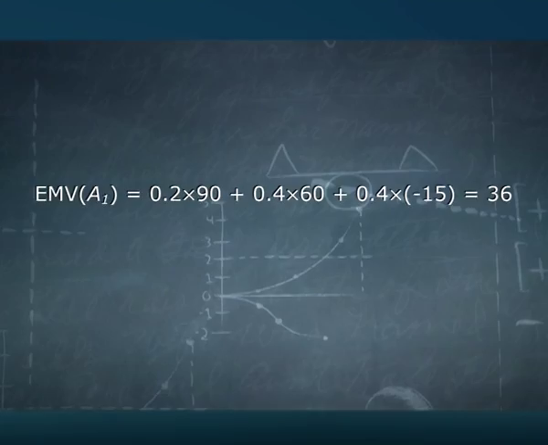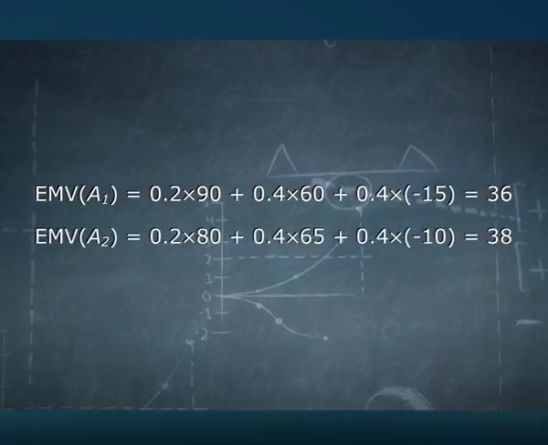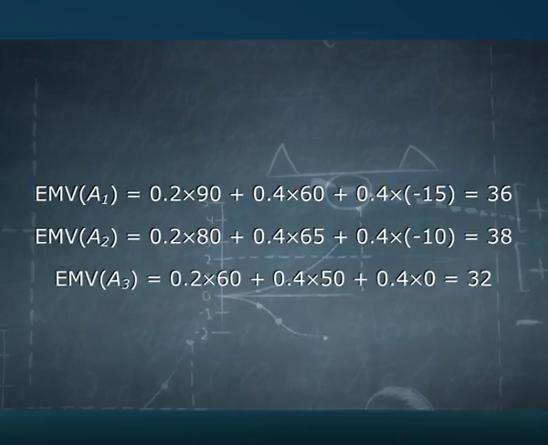We have EMV for A1 equal to 0.2 times 90 plus 0.4 times 60 plus 0.4 times minus 15, which is equal to 36. Similarly, EMV for A2 will be 0.2 times 80 plus 0.4 times 65 plus 0.4 times minus 10, so that is equal to 38. Now EMV for A3 will be 0.2 times 60 plus 0.4 times 50 plus 0.4 times 0, which will be equal to 32.